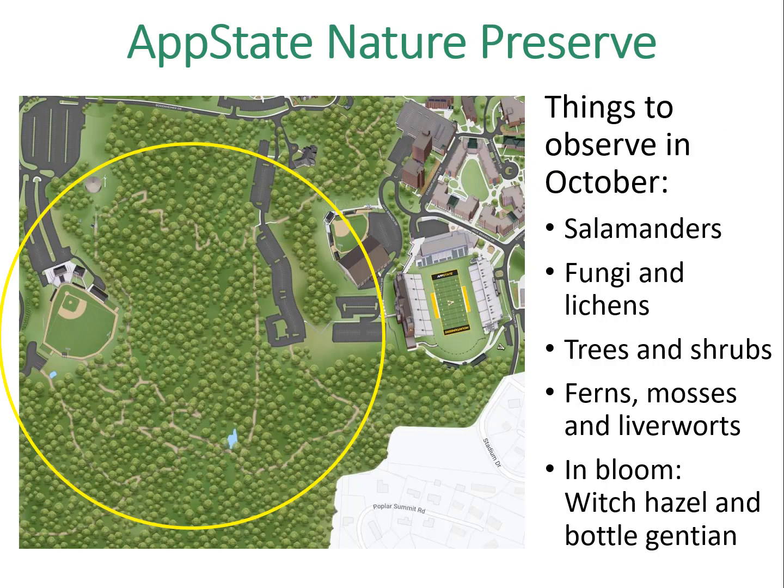So next I have a few suggestions of what to look for in our main observation areas, specifically during the month of October, based on previous iNaturalist observations. Things that people have seen at the nature preserve, for example, include salamanders, fungi and lichens, of course the trees and shrubs that make up the forest, some of the evergreens like ferns, mosses and liverworts, and even a few things still in bloom like witch hazel and gentians.